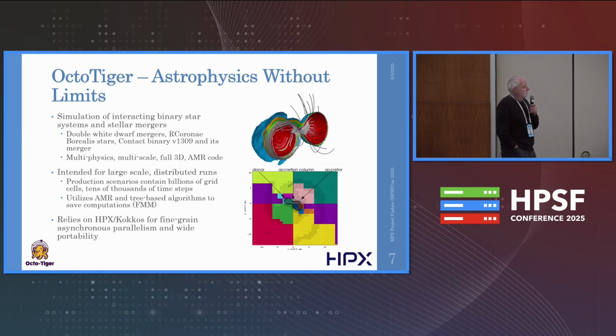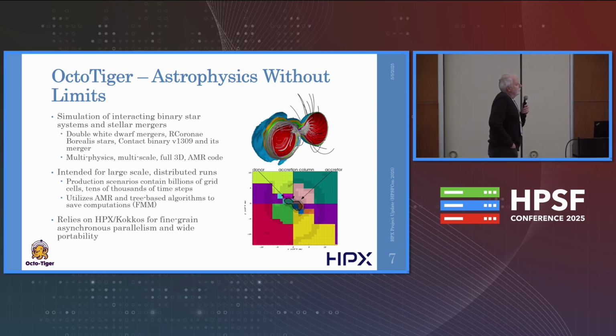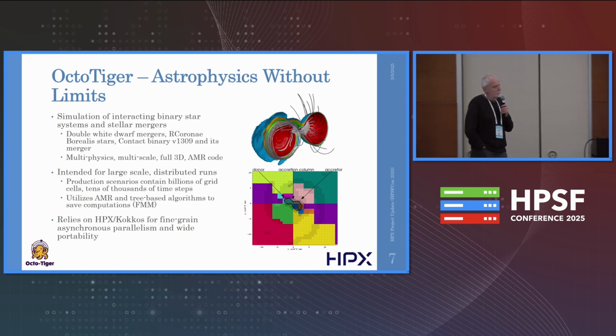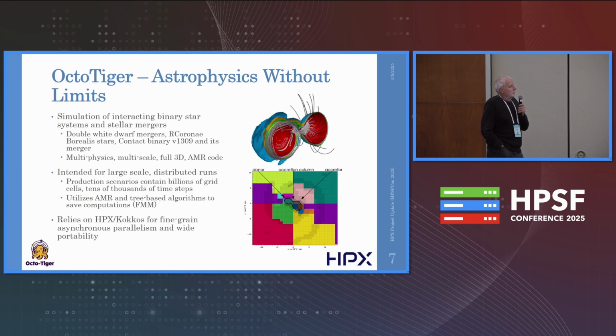So here's an example. One of our applications is called OctoTiger. Octo because it's an octree-based application. Tiger because, well, LSU Tigers, yay. It's an astrophysics application, which is a full 3D AMR multi-physics, multi-scale code implemented on top of HPX. Does white dwarf mergers, contact binary simulations, and so on and so on.